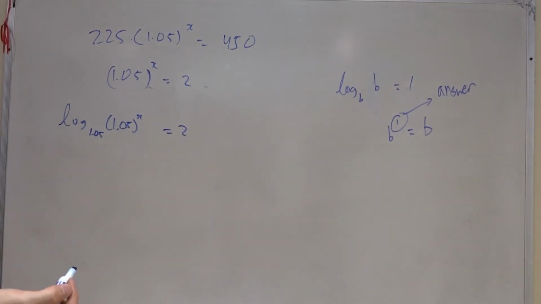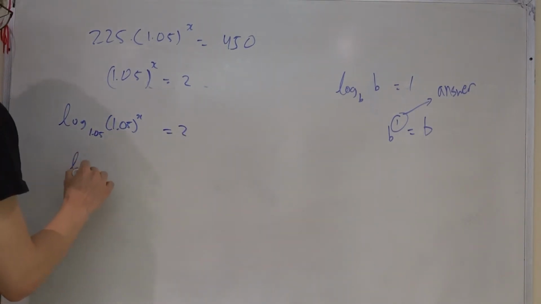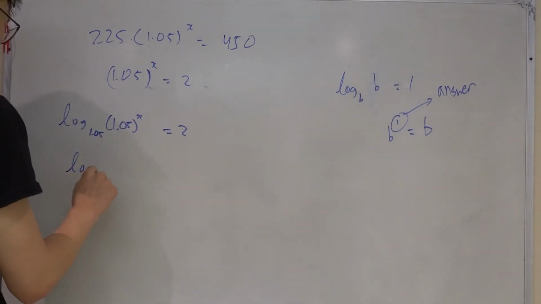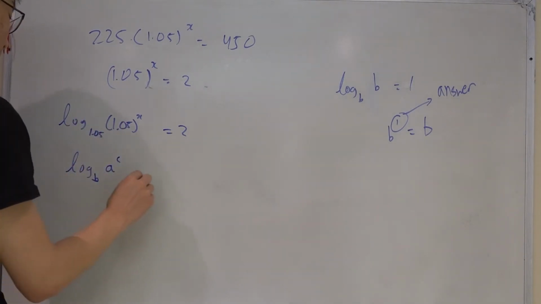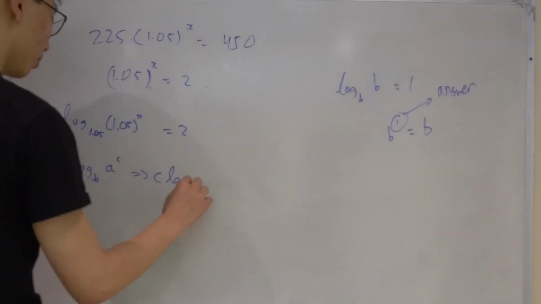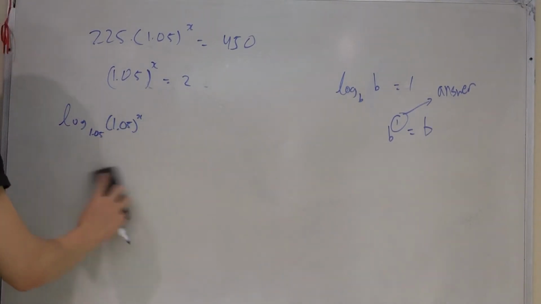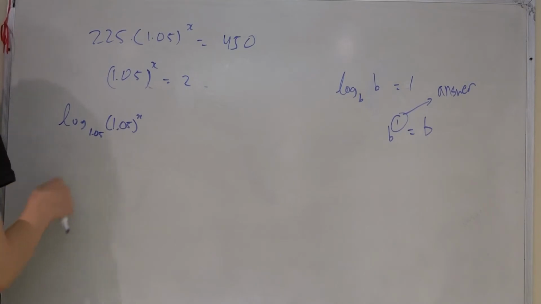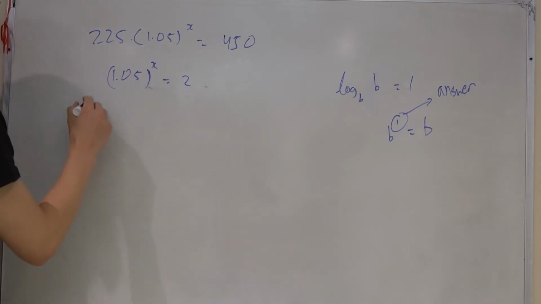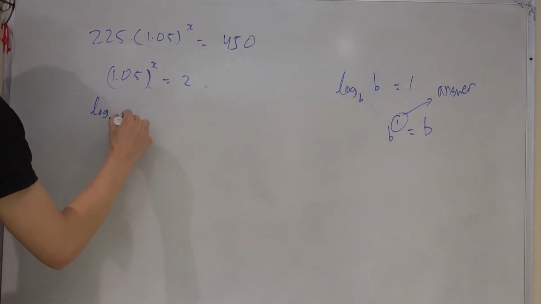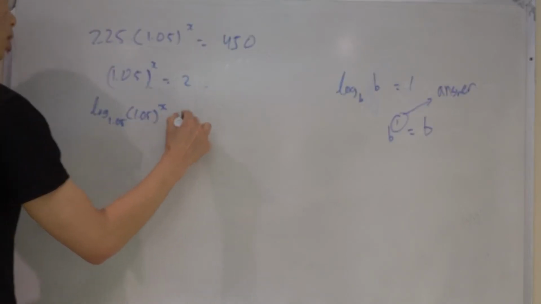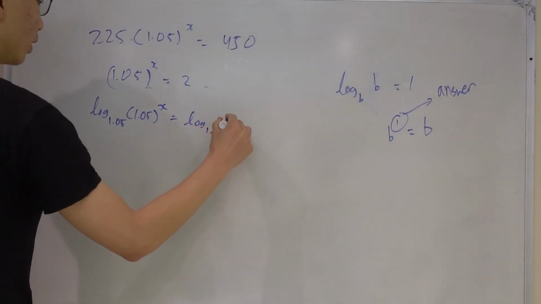Now, what will this do? Remember, by our laws of logarithms, if you have a to the c up here, this is the same thing as c log b a. So once we do this, we can bring the x down here, and because of this rule, the log 1.05 will cancel out. Now, of course, you can't just do it to one side, you have to do it to both sides. So log base 1.05 of 1.05 to the x equals log base 1.05 of 2.